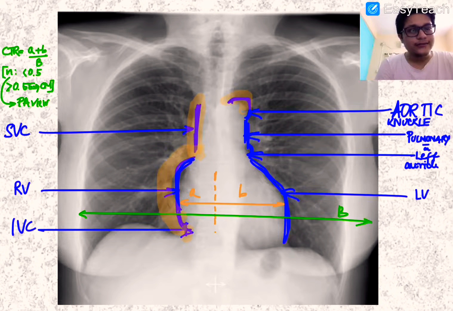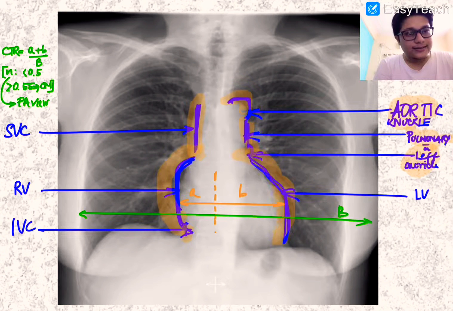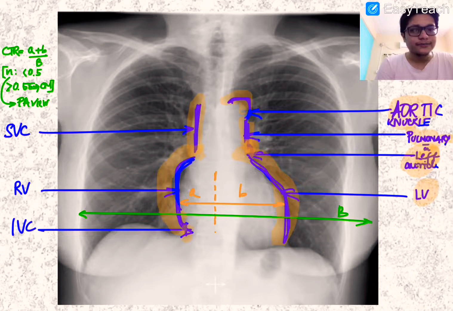This portion over here on the left heart border is the aortic knuckle. This portion over here is the pulmonary artery. This small projection over here will be your left auricle, and this is the left ventricle. Okay, now remember this is the left auricle and not the left atrium. This is the ear-shaped appendage of the left atrium.